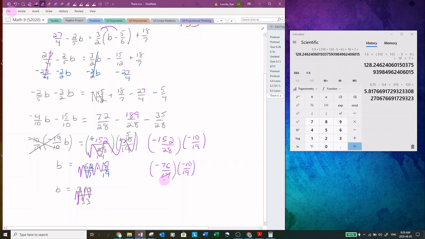And the 14 can be divided by 2 to leave me with 7, and the 10 divided by 2 gets me 5. And does 76 divide by 19? It does. Yes, it does. So 19 divided by 19 is 1, and 76 divided by 19 is 4. And my minuses cancel out, and I end up with B equals 20 over 7, which is the correct answer.